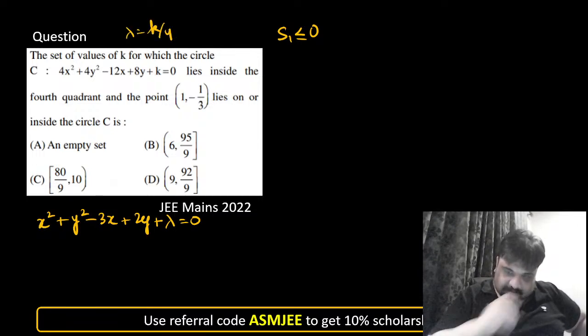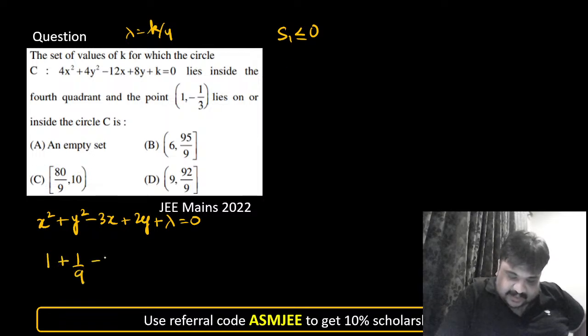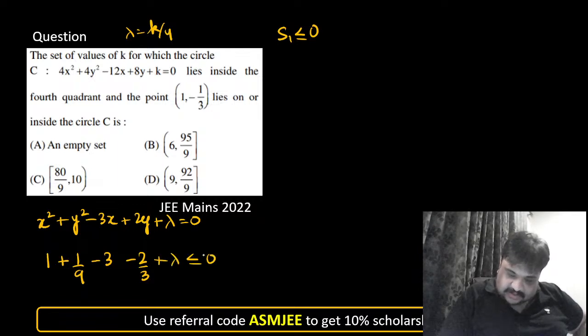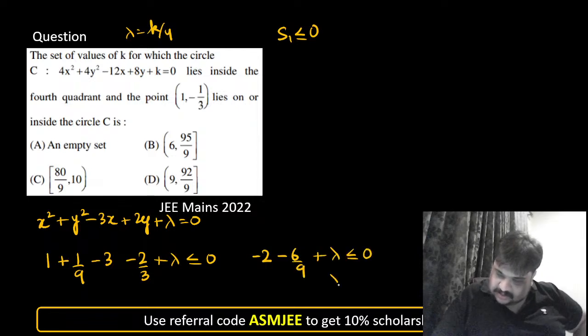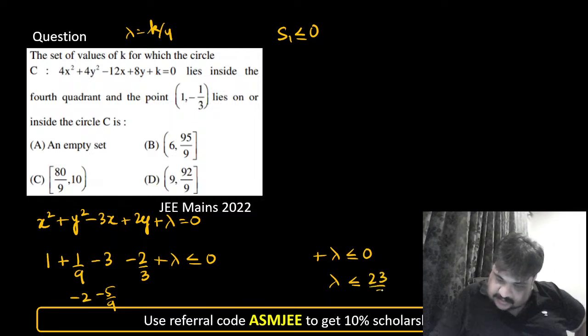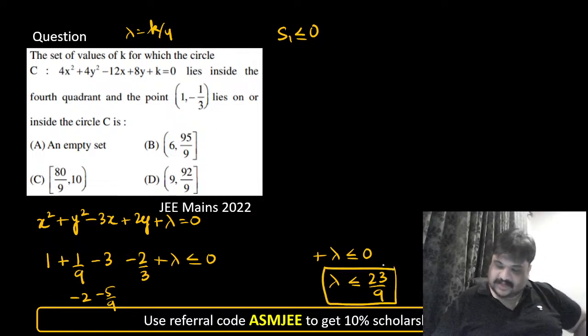So S1 is less than or equal to 0. That means 1 plus 1 by 9 minus 2 by 3 plus lambda is less than or equal to 0. So minus 2 minus 6 by 9 plus lambda is less than or equal to 0. Let's do the calculations properly. Minus 2, minus 6 by 9 plus 1 by 9 will be minus 5 by 9. 9 twos are 18 and 5 is 23. See the calculations. So lambda is less than or equal to 23 by 9.